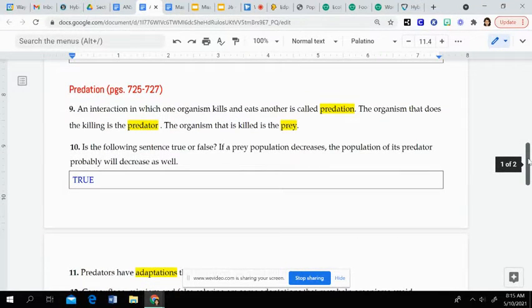Then moving to predation, the interaction in which one organism kills and eats another for food is called predation. The organism that does the killing is the predator, and the organism that is killed is considered the prey. So then if a prey population decreases, the population of its predator will probably decrease as well. This is true because it's a food source for that predator. If the prey is decreasing, there's not as much food or that resource for the predator, so it's going to decrease as well.